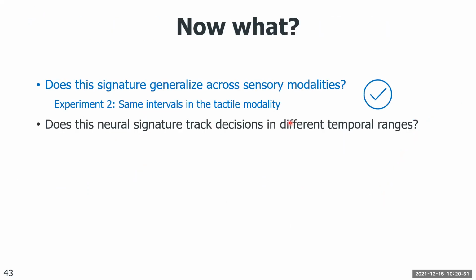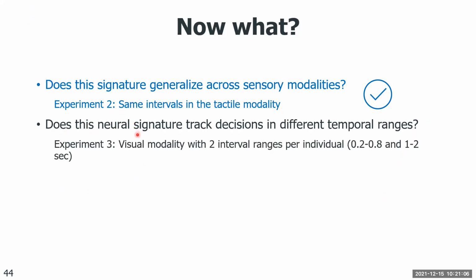Okay, so to summarize what we saw so far, we have an answer to the first question. This neural signature seems to generalize across sensory modalities, both for tactile and visual. This brings us to the second question, whether this neural signature will track relative rather than absolute duration. So we designed and ran another experiment.